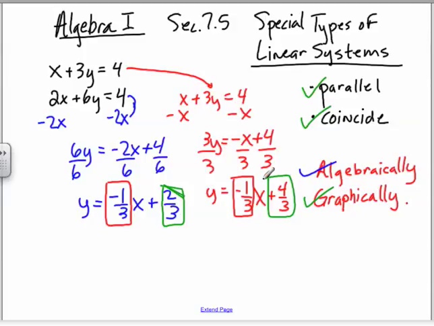Alright? So we're going to do some examples with this kind of stuff today. But remember, I talked today about special types of linear systems, but really, with linear systems, there are three possibilities. One solution, no solutions, or infinite solutions. And you can find out both algebraically and graphically. Alright, good job guys. Let's get to some examples.